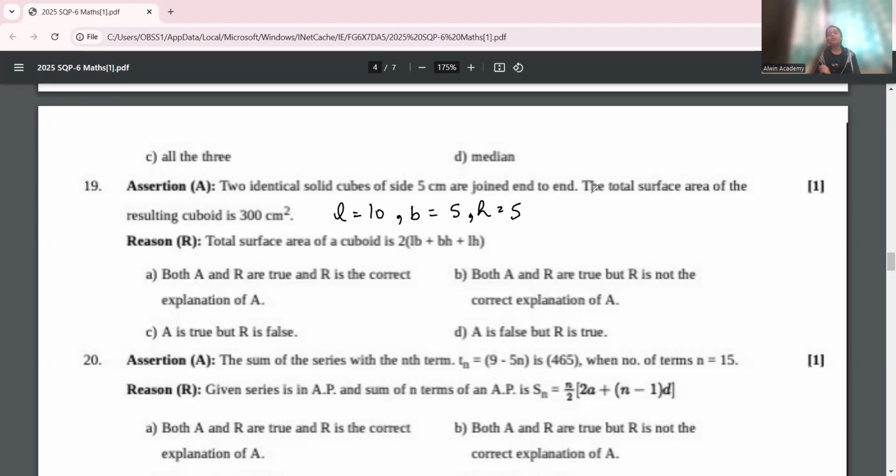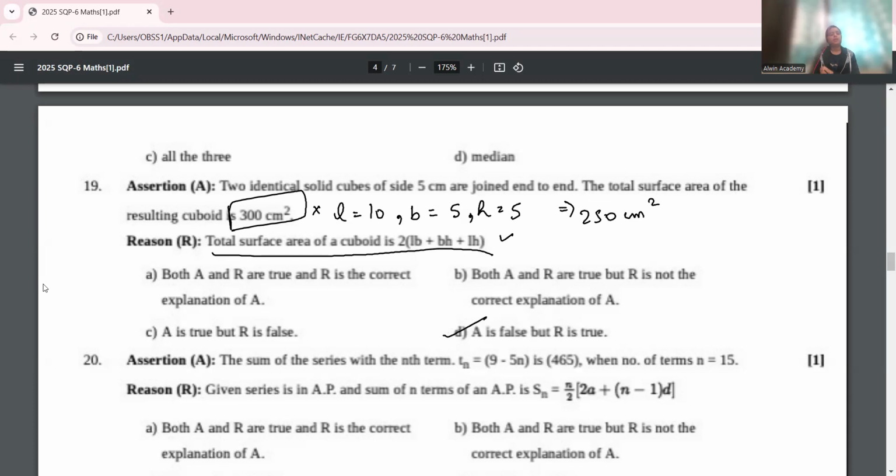If we put it in the formula of TSA of a cuboid, that is 2 times LB plus BH plus HL, we would actually get 250. We'd get 250 centimeters square, and 300 centimeters square is incorrect, so assertion is false. If we look at the reason, TSA of a cuboid is 2 times LB plus BH plus HL, this is correct. A is false, R is true, option number D.